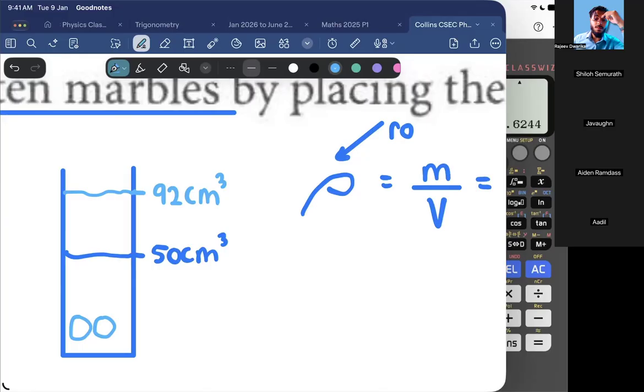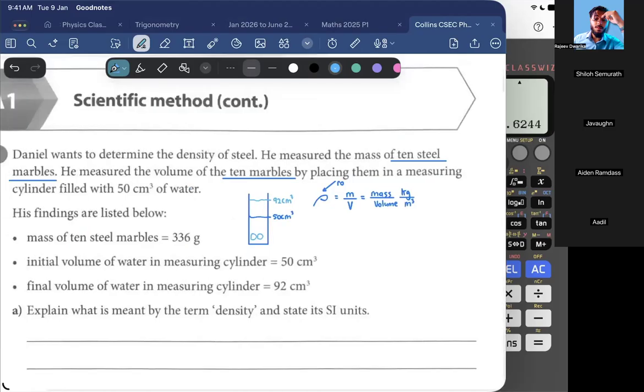So do you understand that? Yes, sir. And is that the volume for one steel ball? No, sir. How much is that for? All of them. For the 10 of them. 10 of them.